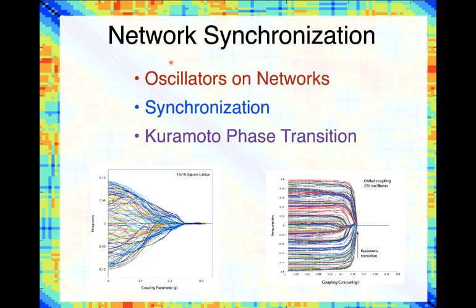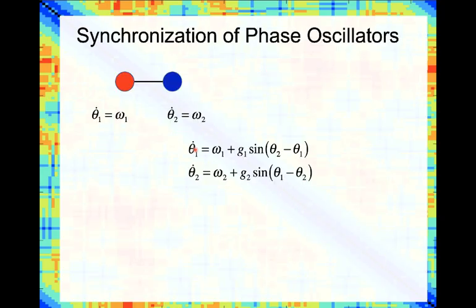Hello, this lecture is on network synchronization. I'm going to describe how we populate the nodes of a network with phase oscillators, and then we will look at the phenomenon of synchronization, first with just two phase oscillators that synchronize. And then what we'll do is look at a complete graph where every node is interacting with every other node, and that'll demonstrate a Kuramoto phase transition.